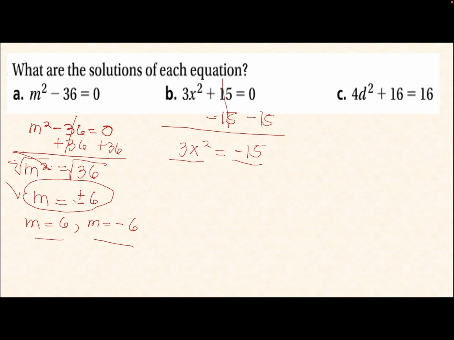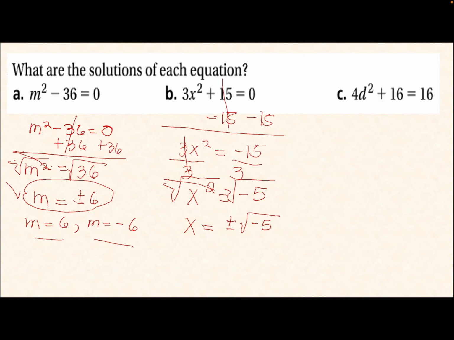Dividing both sides of the equation by 3. So you now have x squared is equal to negative 15 divided by 3, that is negative 5. Extract the square root. So 2 divided by 2, that is 1. So x now is equal to positive, negative, square root of negative 5.